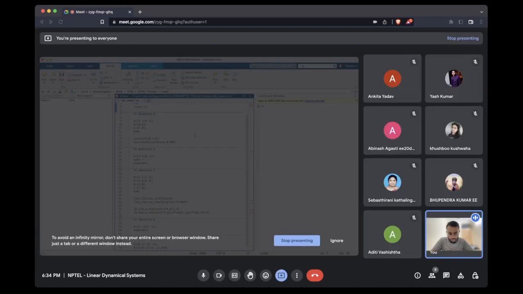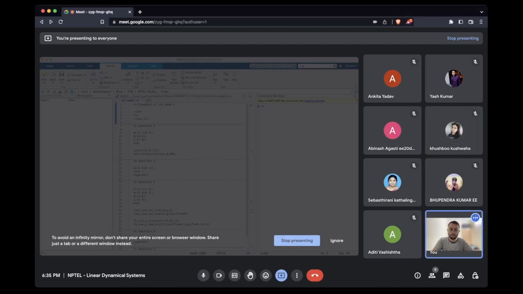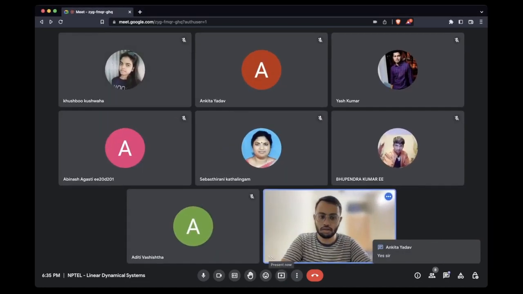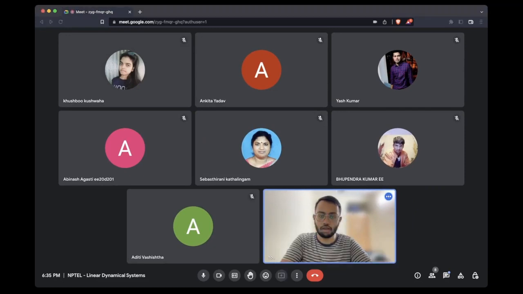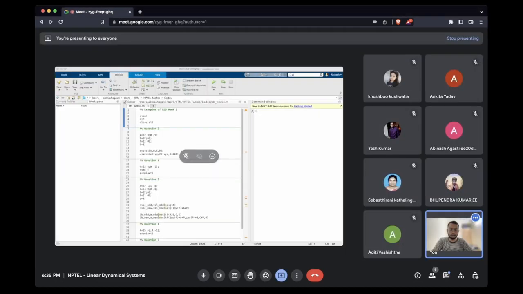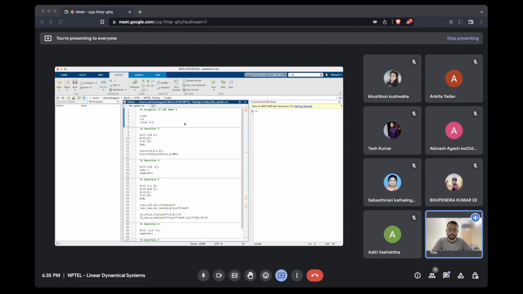Yeah, is my screen visible? The MATLAB screen. It is not visible. Okay, I'll just share once again. Yeah, is it visible now? Okay, I'll go ahead. Yeah, thank you.